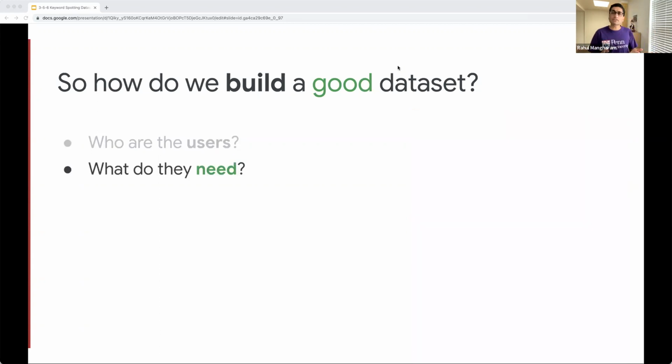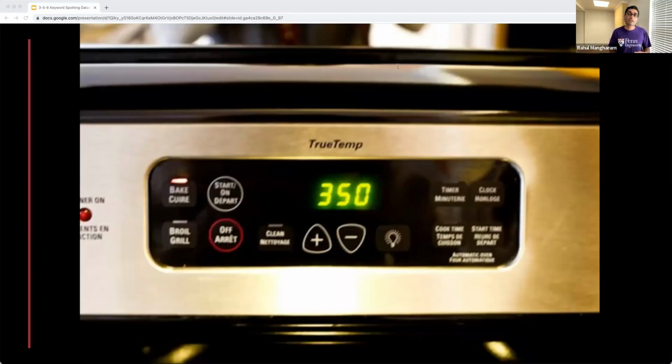Now, the second question is, what do they need? What kind of tasks are they trying to do? Because you've got to make sure that you capture the right aspects in that data set. So for example, earlier I said bake at 350. I used that as an example to say that I want my oven in the kitchen to be able to listen for the keyword bake. That's the whole context. And then when it hears the temperature, it sets the temperature at the right level. Well, that's the particular task. So there I need to know that the keyword is going to be bake.